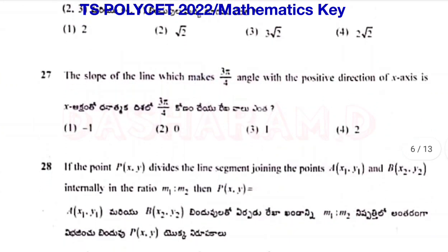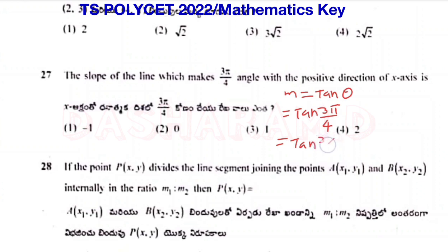Next, question number 27. The slope of the line which makes a 3 pi by 4 angle with the positive direction of the x-axis is, see here the angle is given, then the slope is being asked. Generally, when the angle is given, the slope formula is, slope is denoted by m, that is tan theta. So tan theta means the given angle, that is 3 pi by 4.